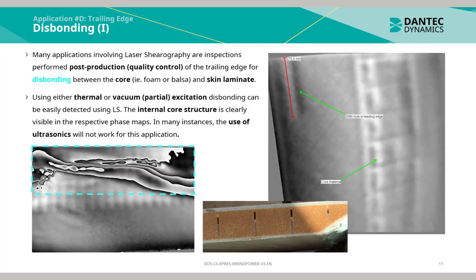Disbonding within the trailing edge. Many applications involving laser shearography are inspections performed post-production in quality control of the trailing edge for disbonding between the core, i.e. foam or balsa, and the skin laminate. Using either thermal or vacuum partial excitation, disbonding can be easily detected using laser shearography. The internal core structure is clearly visible in the respective phase maps. In many instances, the use of ultrasonics will not work for this application.